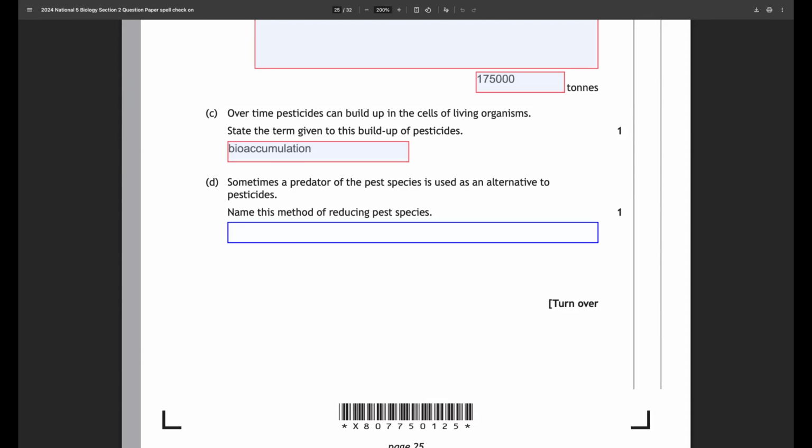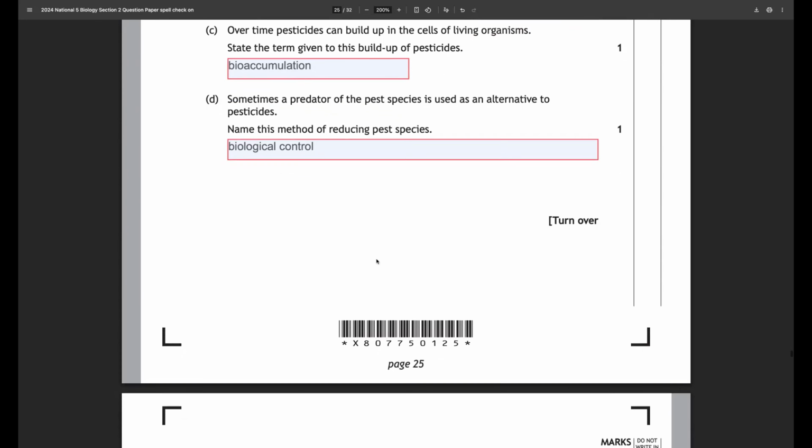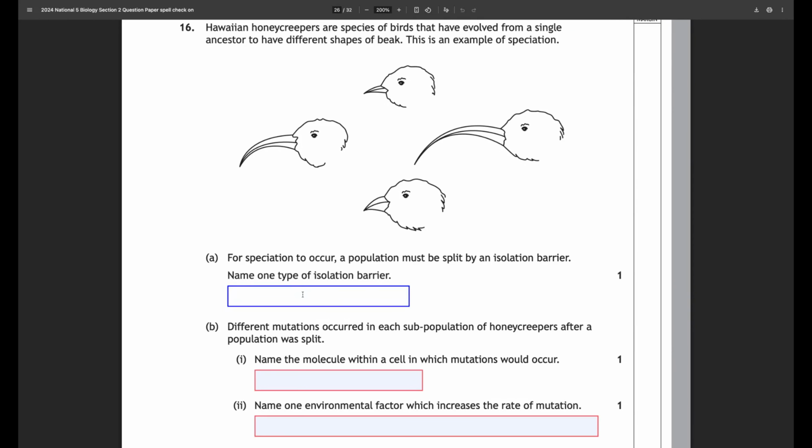Okay, sometimes a predator of the pest species is used as an alternative to pesticides. Name this method of reducing pest species. So the natural predator of an organism, the one that will kill it in the natural order of things, is called a biological control. Okay, because it's a natural predator, it's biological. And it controls the population of the pest species. So biological control. And again, that's a memory one. If you don't know what biological control is, look up your notes in 2.5 and memorize that. Do yourself a favor for the exam.